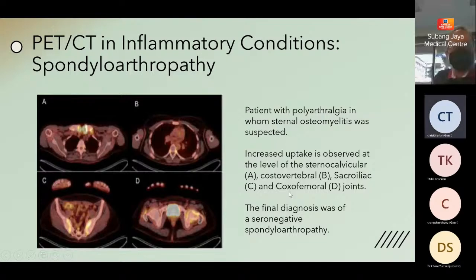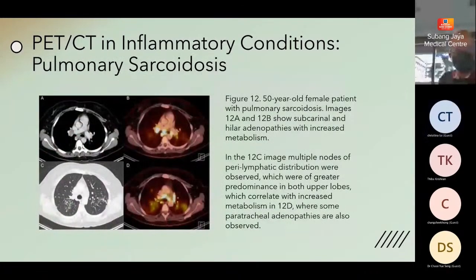Pulmonary sarcoidosis, I think we have used quite a bit. You can see the uptake in the mediastinal nodes, and the changes in the lungs that are typical of sarcoidosis, as well.